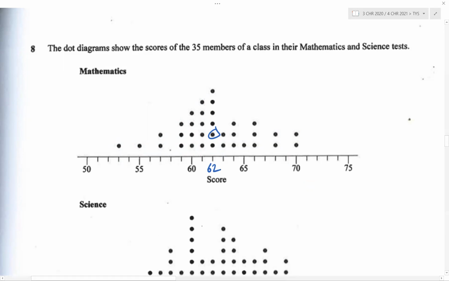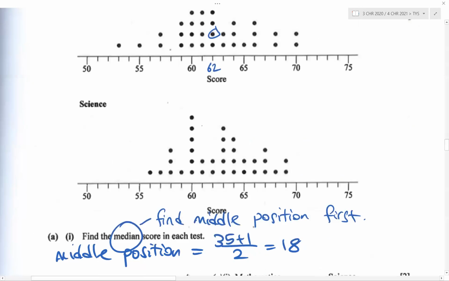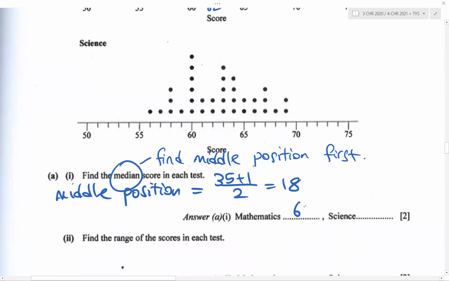Okay, please take note that he isn't the only guy who got 62. There are other people who got 62. In fact, there are 6 people who got 62. But the median position belongs to this guy, number 18. And the median for mathematics will be 62.